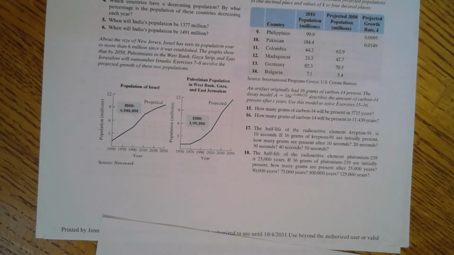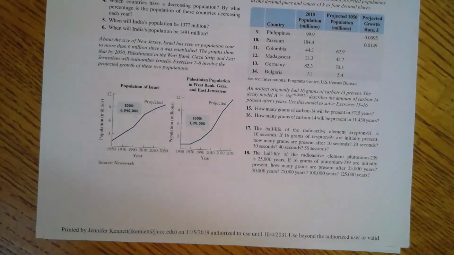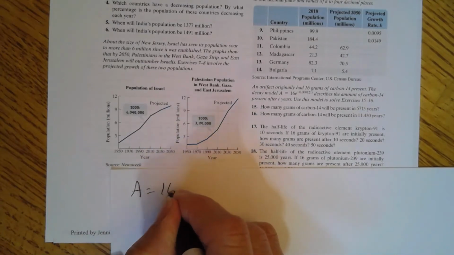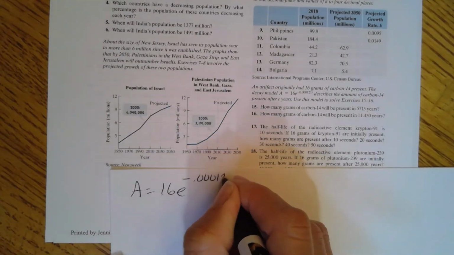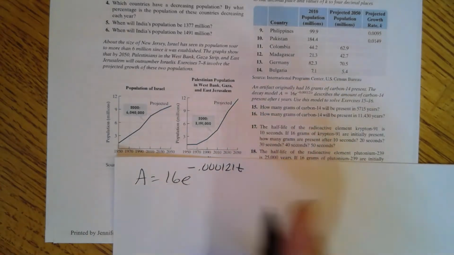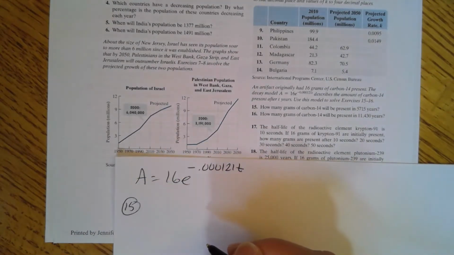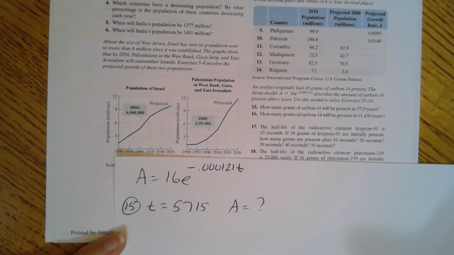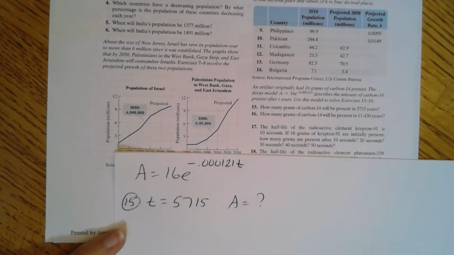So an artifact originally had 16 grams of carbon-14 present. The decay model, A equaling 16e to the negative 0.000121 t, describes the amount of carbon-14 present after t years. We like it because they gave us an equation. On number 15, it says, how many grams of carbon-14 will be present in 5,715 years? So when t is 5,715, the amount left.